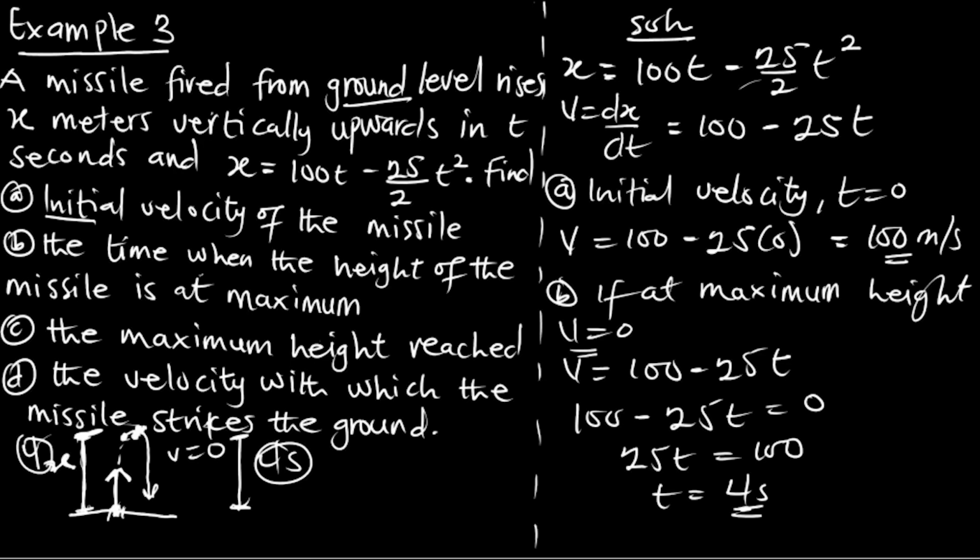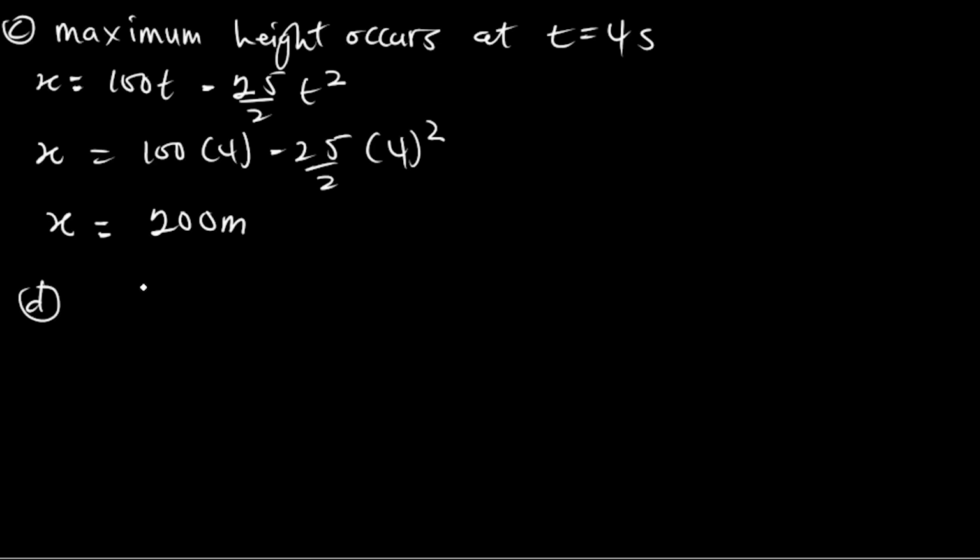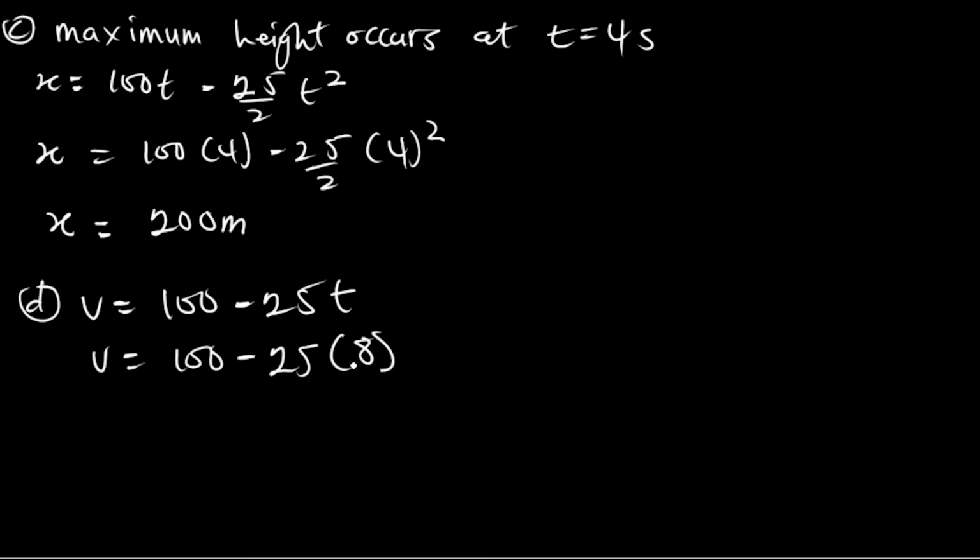Are you okay? For 8 seconds. Therefore, the velocity at which it strikes the ground, we know that our velocity is 100 minus 25 t, will be 100 minus 25 by 8. And with that, we are getting the velocity to be negative 100 meters per second.